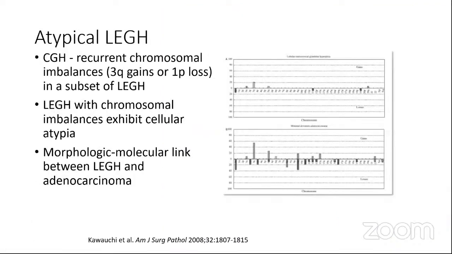And this was actually a nice study that combined molecular as well as morphology in atypical LEGH and showed that on comparative genomic hybridization, LEGH actually has chromosomal imbalances that are very similar to minimal deviation adenocarcinoma, especially the ones that have cytologic atypia. So this was the molecular morphologic link between LEGH and gastric type adenocarcinoma.